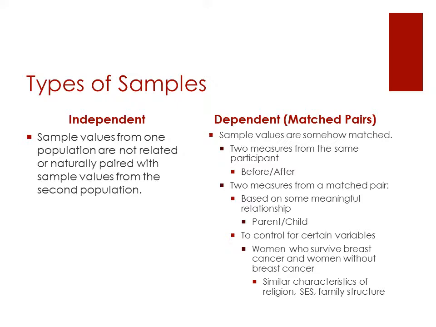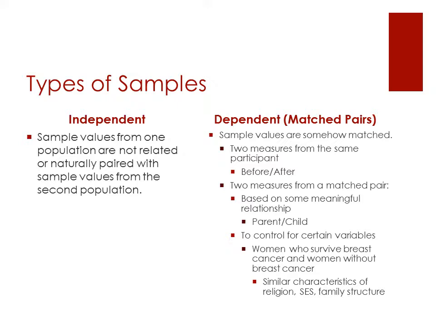It's actually a little bit easier to define a dependent, or often called a matched pairs sample, and use that as your base point, and then if it's not meeting those requirements, we would consider it independent. So when we're looking at a dependent or matched pairs sample, these are two sample values that are somehow matched together in a meaningful way.